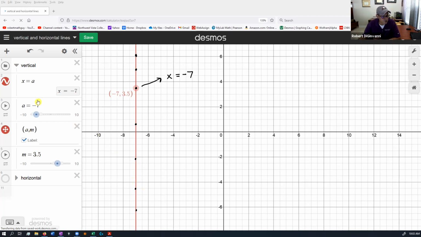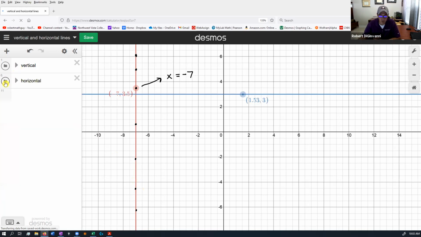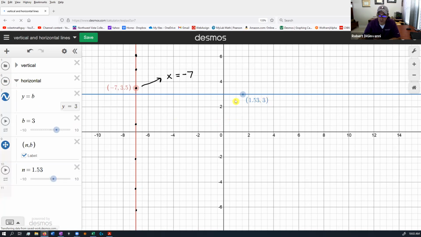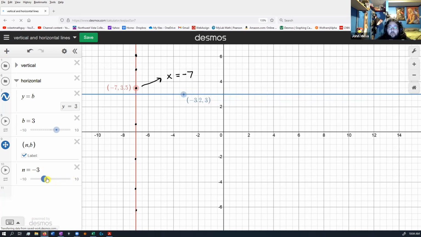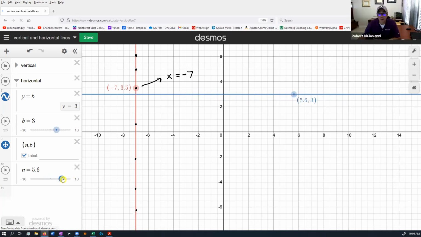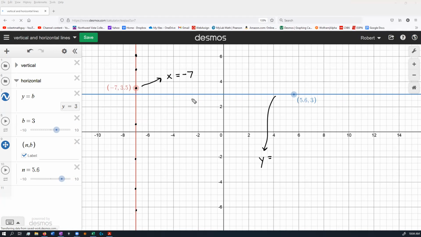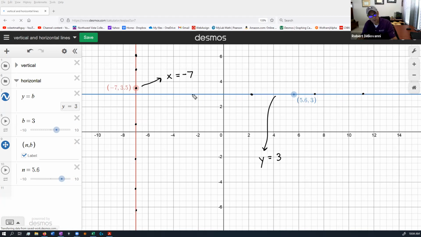Now, how do you think that's going to change if we talk about horizontal lines? So look at this blue horizontal line. If I start moving a point back and forth, what stays the same? What changes? The y stays the same, right? So does it make sense to you that the equation of this line should be y equals what? Y equals 3, because no matter where you are on the line, the y value is always the same.